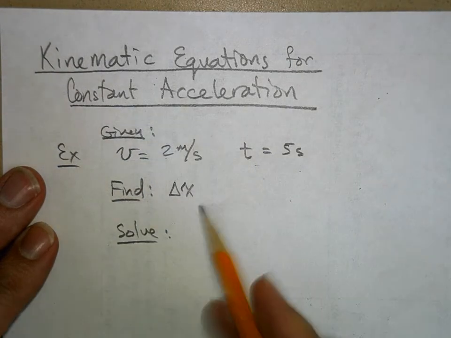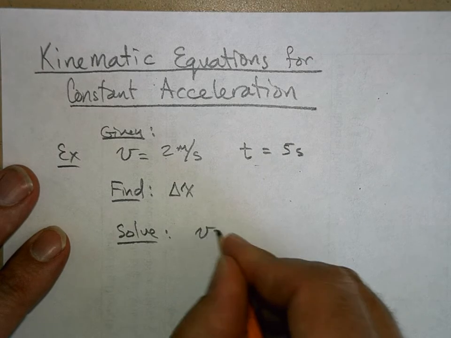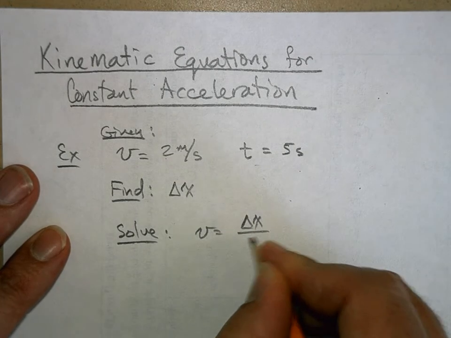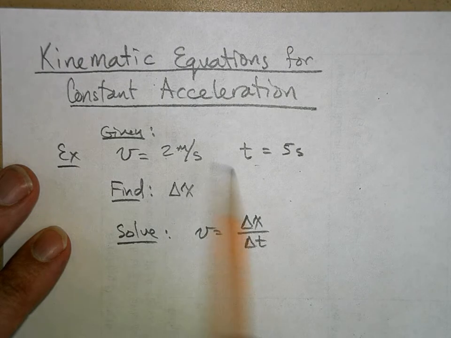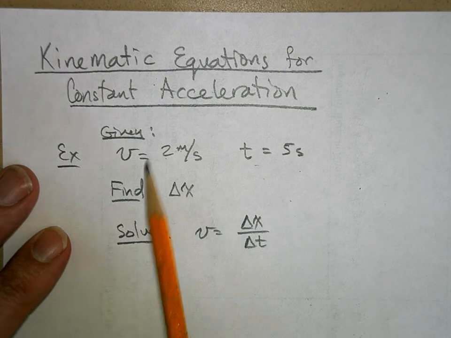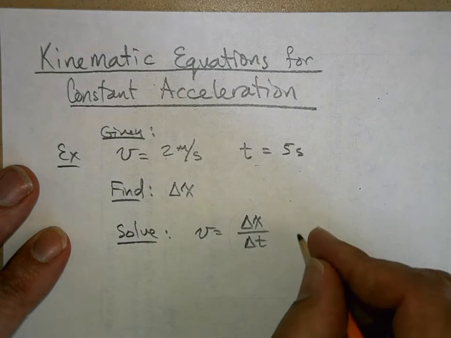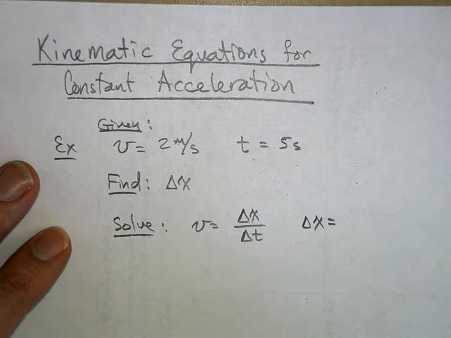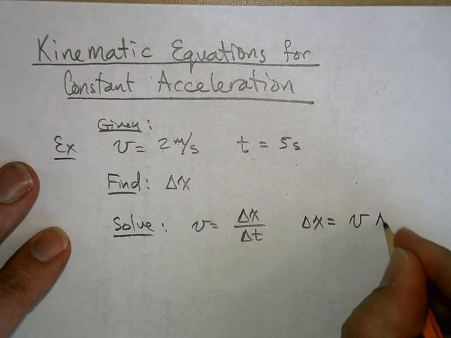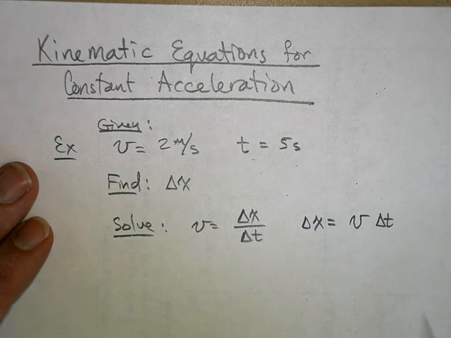You could say, well, since the acceleration is 0 here, we know that the velocity is just equal to delta x over delta t, right? And since this is a constant velocity problem, that constant velocity is the average velocity, and this is my definition for average velocity. And so I could say, okay, well, delta x is equal to the product of my velocity times my delta t. Okay? It's a product, velocity times time.